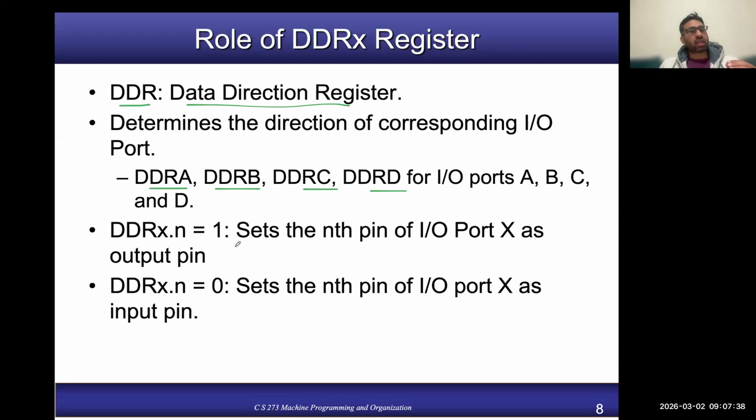So if you set the nth bit of the data direction register for a port equal to 1, it means that you want to use the nth pin in output mode. You want to use it as an output pin, right? But if you set the nth bit of the data direction register equal to 0, it means that you want to use the nth pin of that port in input mode.